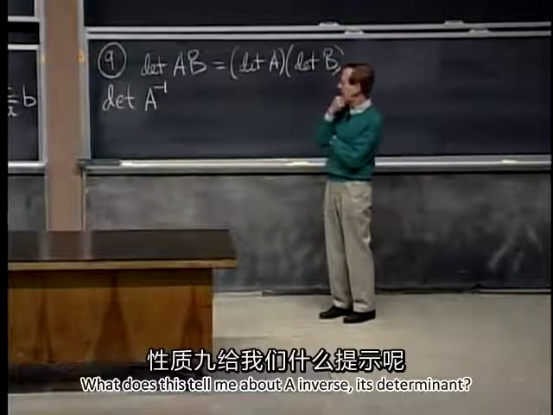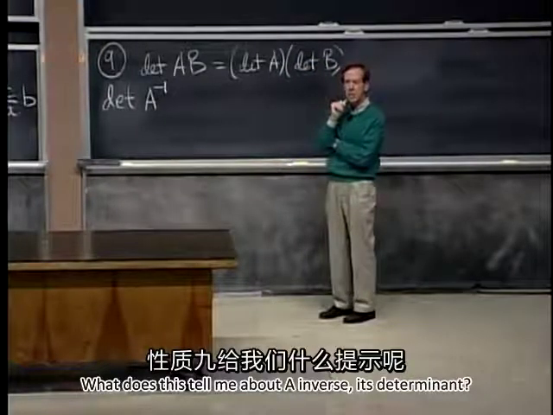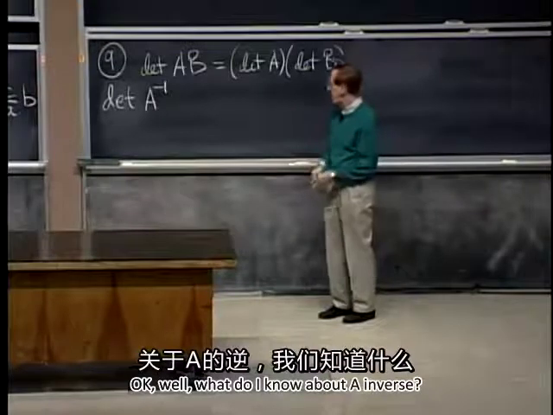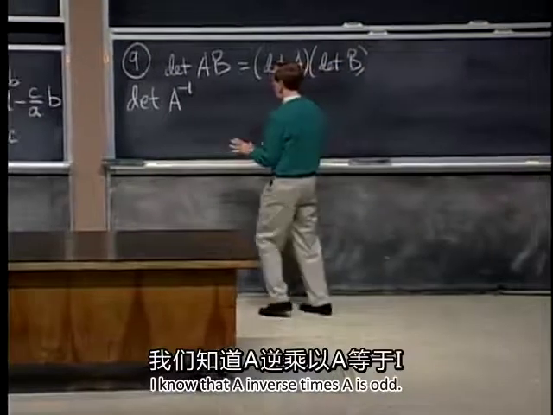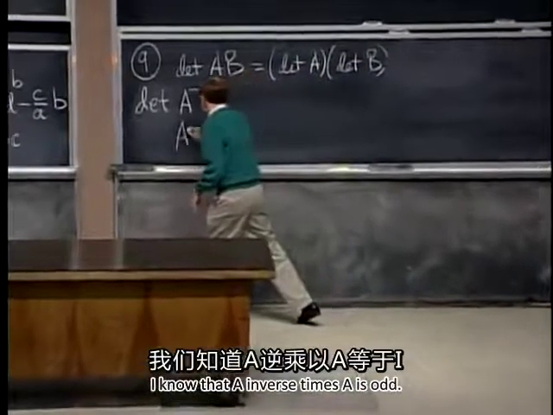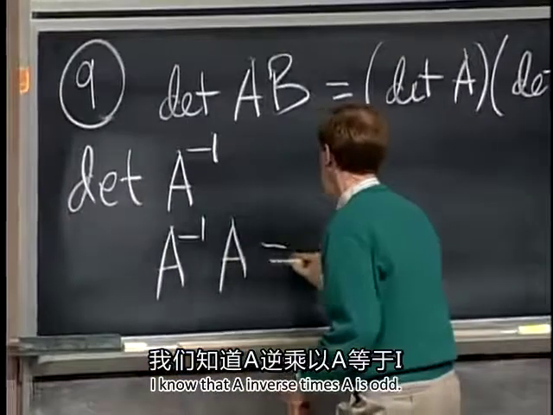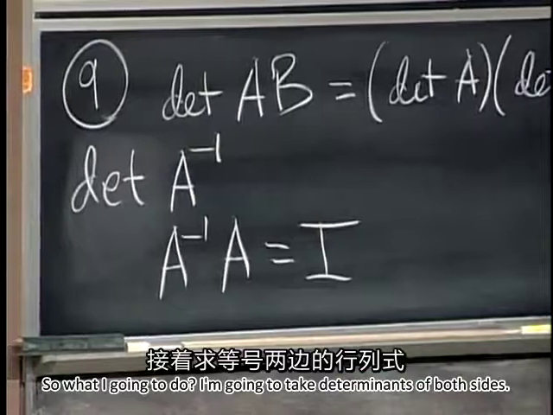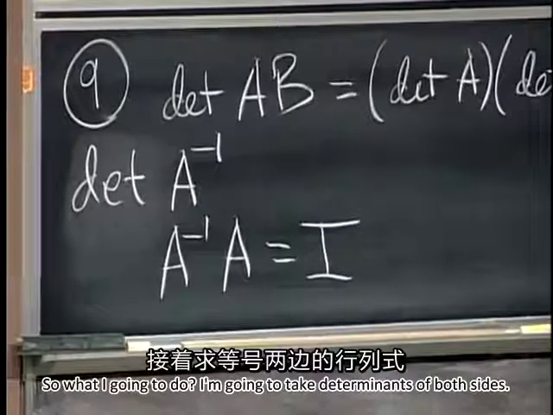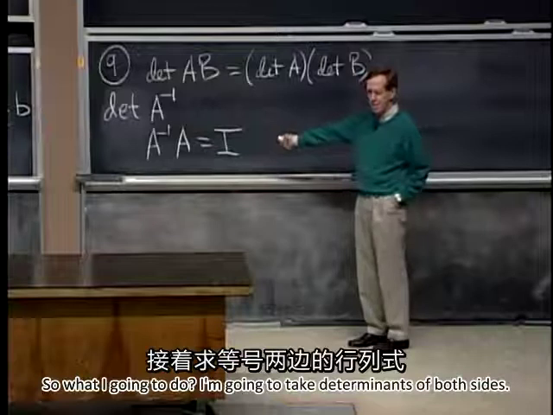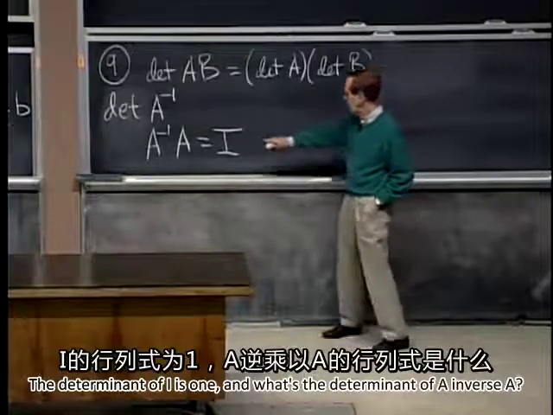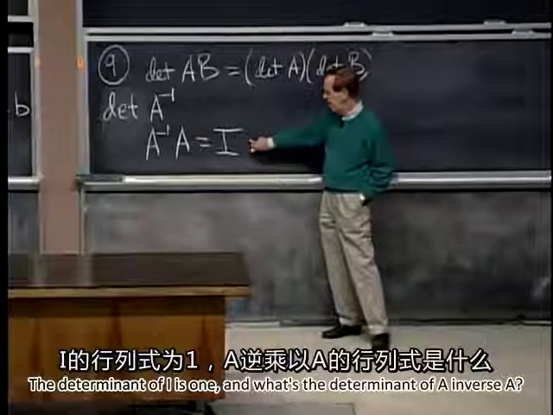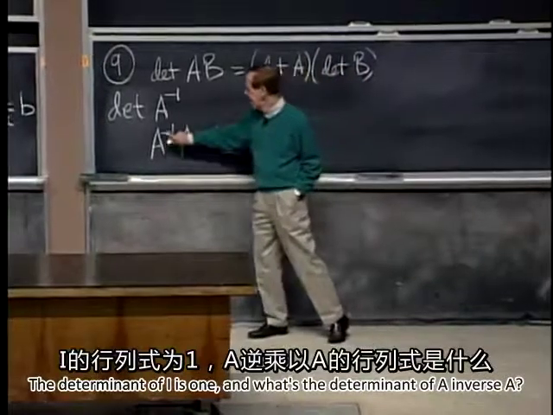What does this tell me about A inverse, its determinant? Well, what do I know about A inverse? I know that A inverse times A is I. So what am I going to do? I'm going to take determinants of both sides. The determinant of I is 1. And what's the determinant of A inverse A?